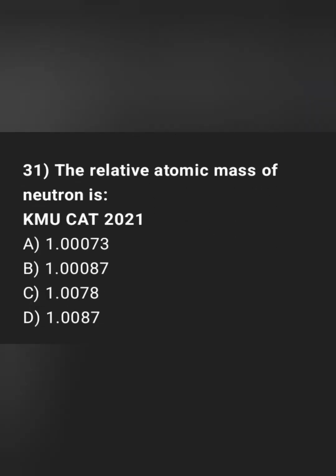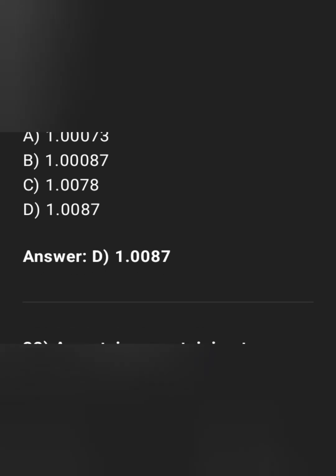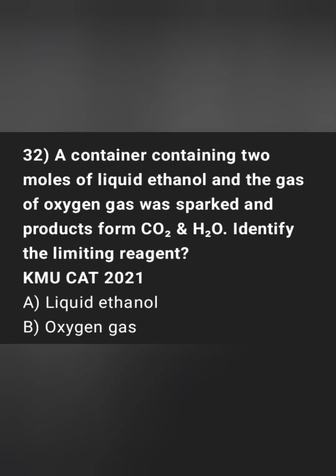31. The relative atomic mass of neutron is, KMU CAT 2007: A, 1.0008, B, 1.0008, C, 1.0078, D, 1.0087. Answer: D, 1.0087.